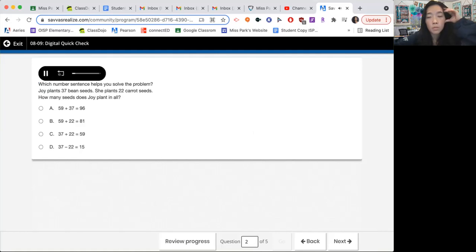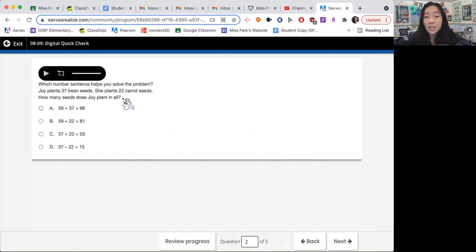Which number sentence helps you solve the problem? Joy plants 37 bean seeds. She plants 22 carrot seeds. How many seeds does Joy plant in all? So I know that you guys aren't able to annotate on your screens. However, one person will share. So let's say that Billy shares his screen. He'll have the sentences read. And then after that, you guys can just talk about it in class.